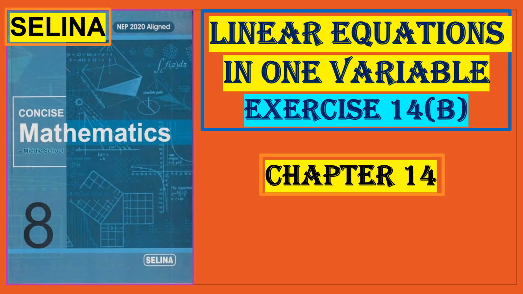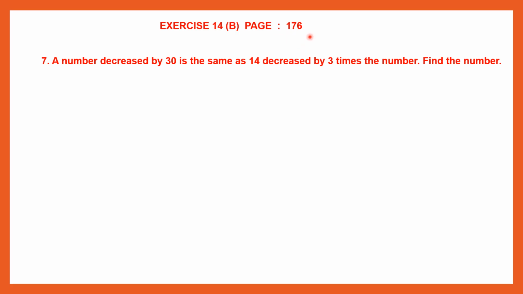Let's do linear equations in one variable, exercise 14b, page number 176. Question 7. A number decreased by 30 is the same as 14 decreased by 3 times the number. So when you see the word same, you should understand we are talking about an equation. That means this part is the left hand side and this is the right hand side, and we are saying that the left hand side is equal to the right hand side. So now that you know, let's read the question.